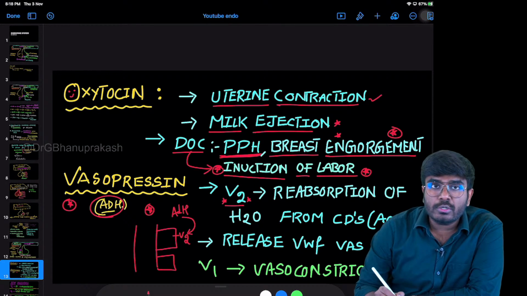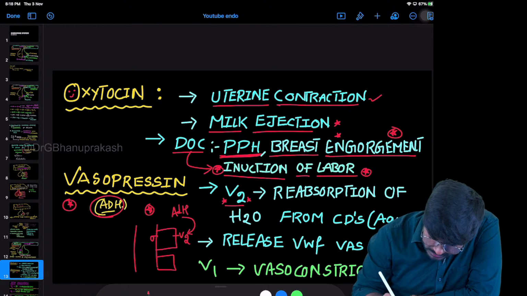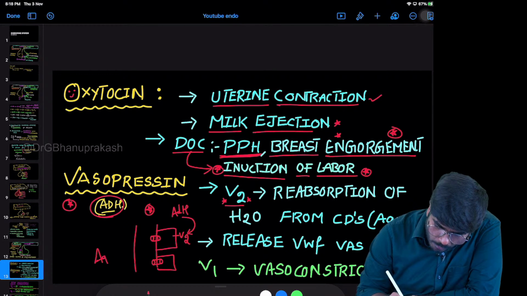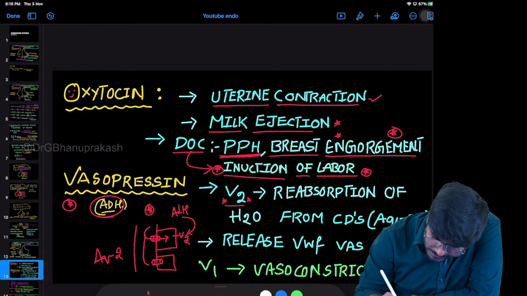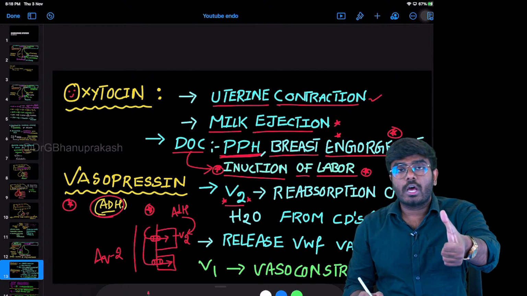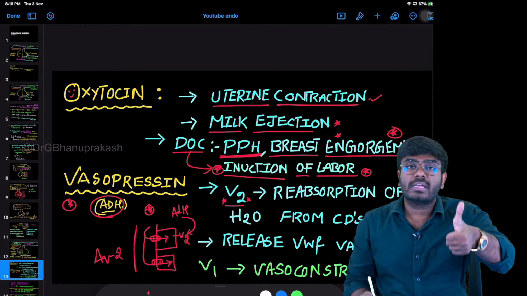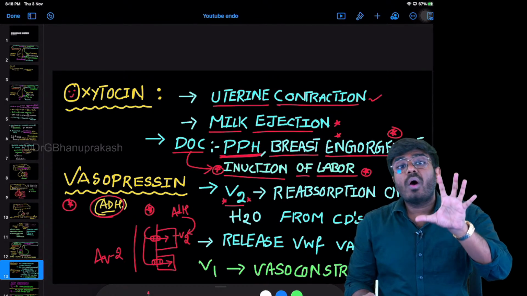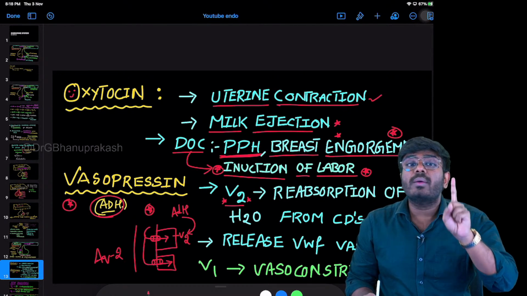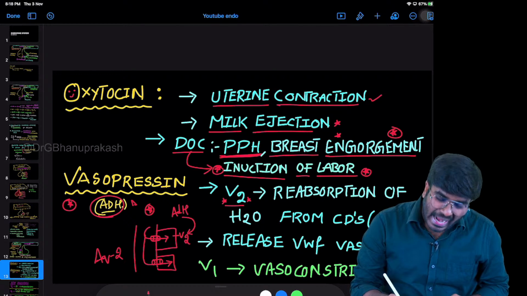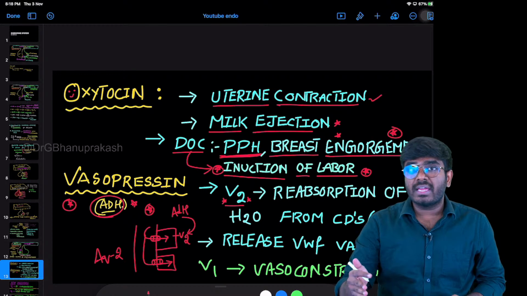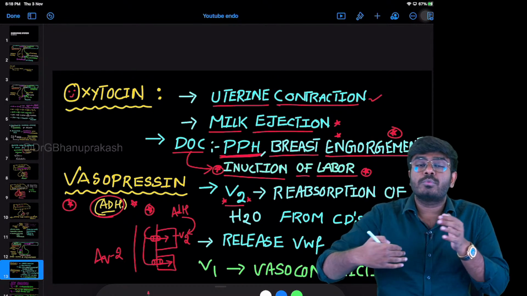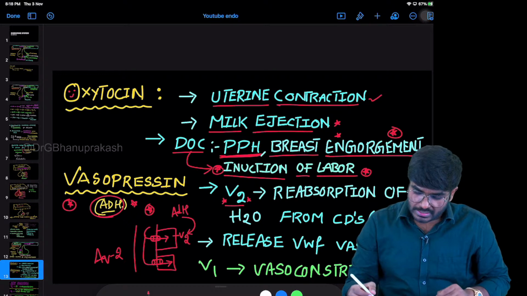Whenever the V2 receptors are activated, these principal cells will synthesize new channels called aquaporin 2 channels. Now water reabsorption happens. Whenever there is antidiuretic hormone, it acts on V2 receptors on the collecting ducts, so that aquaporin 2 channels will start to reabsorb water. So the name itself is there, antidiuresis, decreasing the amount of urine. Why? Because most of the water is being reabsorbed with the help of aquaporin 2 channels.